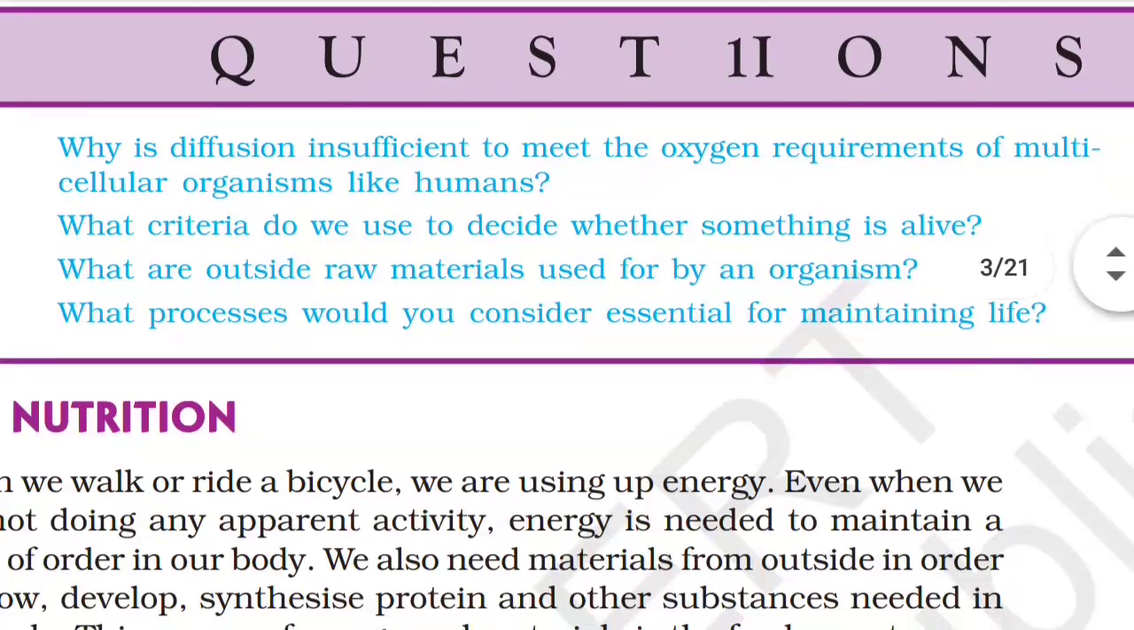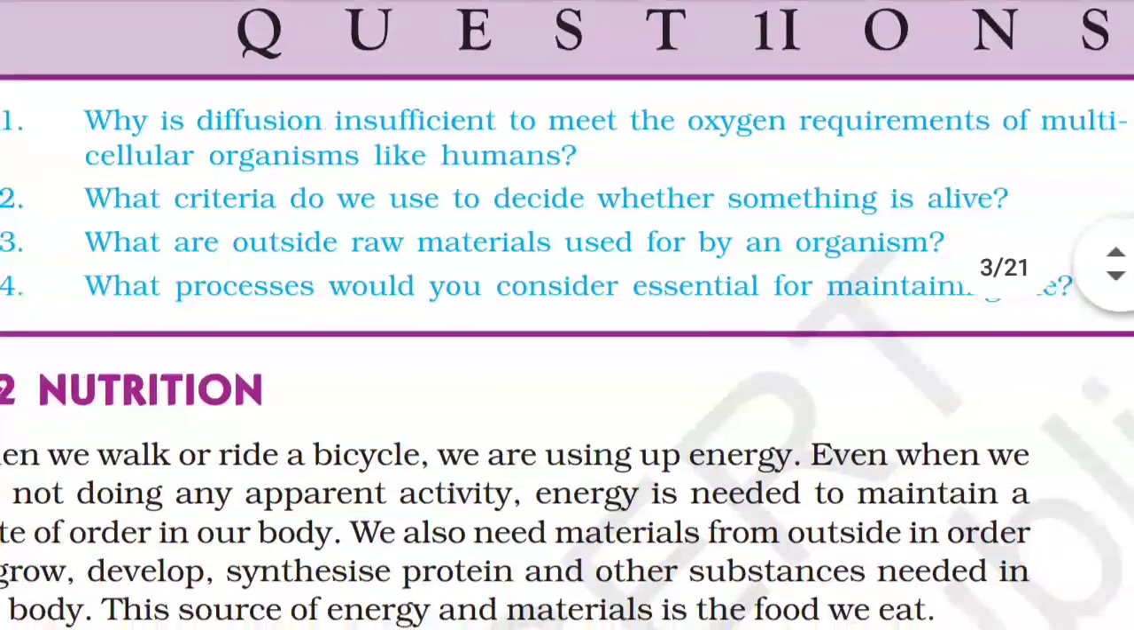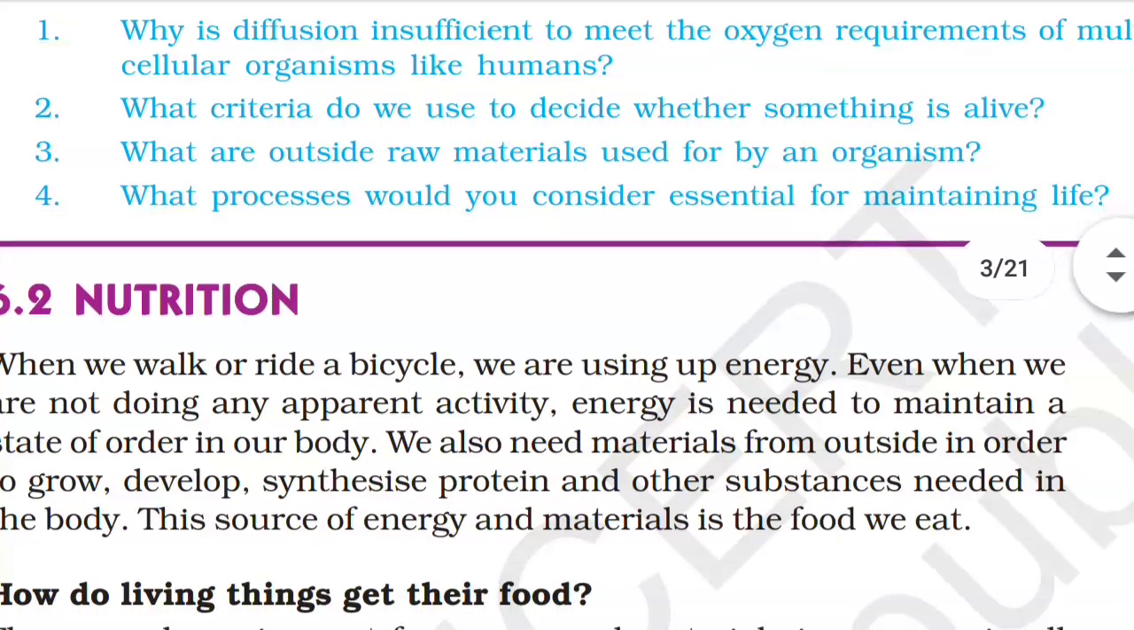Questions. Number 1. Why is diffusion insufficient to meet the oxygen requirements of multicellular organisms like humans? Number 2. What criteria do we use to decide whether something is alive? Number 3. What are outside raw materials used by an organism? Number 4. What processes would you consider essential for maintaining life?